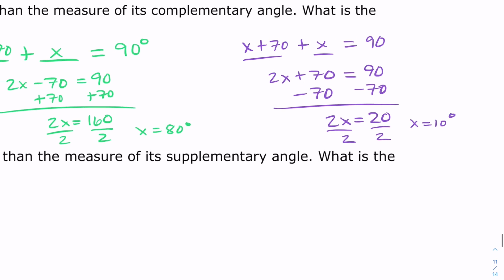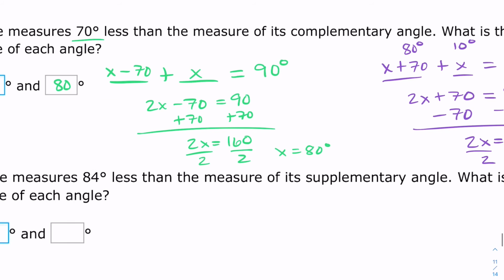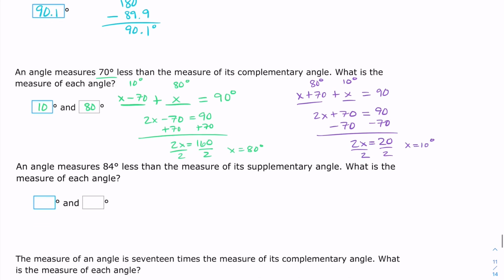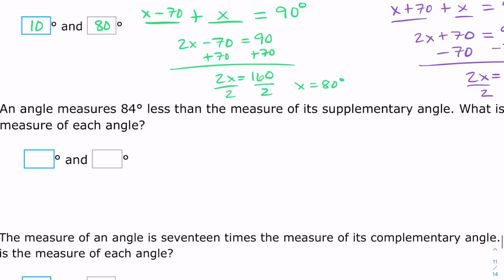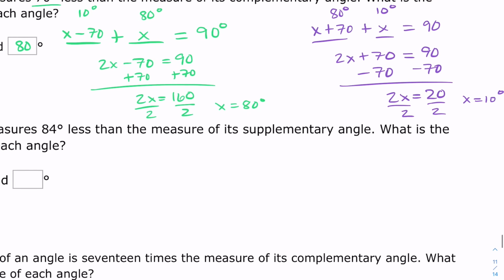Okay? So if you solved for this one as 10, you would get 10 plus 70, which is 80, versus solving this way, where you get 80 minus 70 is 10, and then this one's 80. So it doesn't matter which one you solve for. Both would work.